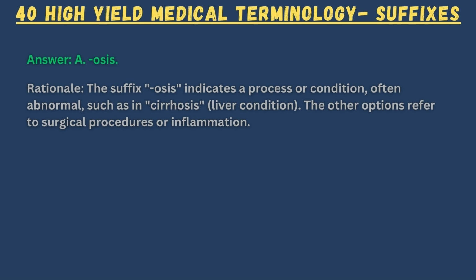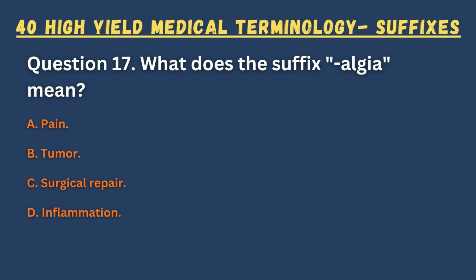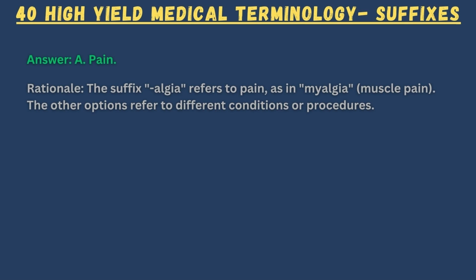Ossis. Rationale: the suffix ossis indicates a process or condition, often abnormal, such as in cirrhosis, liver condition. The other options refer to surgical procedures or inflammation. Question 17. What does the suffix algia mean? A. Pain. B. Tumor. C. Surgical repair. D. Inflammation. Answer: A.